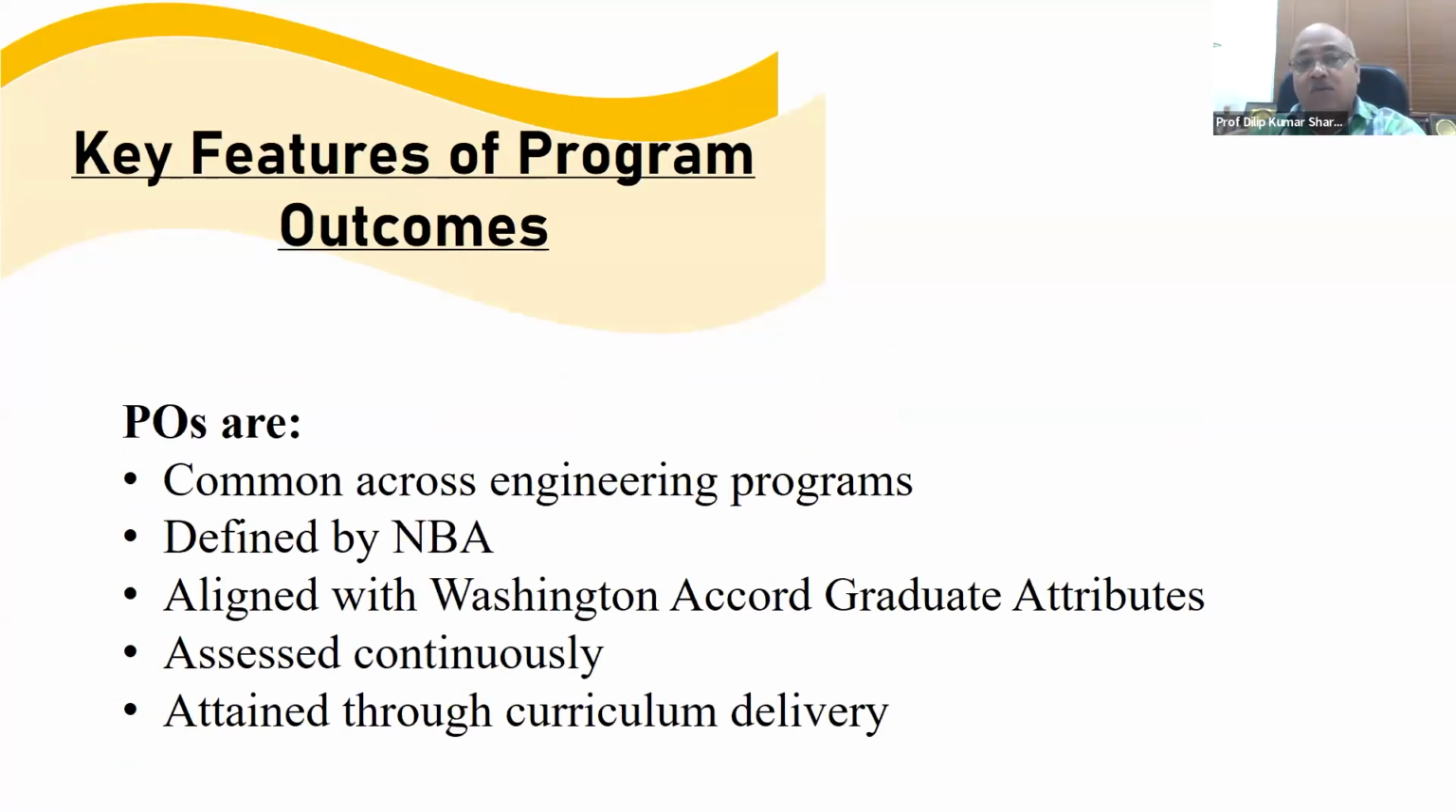So what are the key features of program outcomes? POs are common across engineering programs. Similarly, there are also POs for the management programs defined by the National Board of Accreditation. They are aligned with the Washington Accord graduate attributes. They are assessed continuously. Please remember, they are attained through curriculum delivery, right?